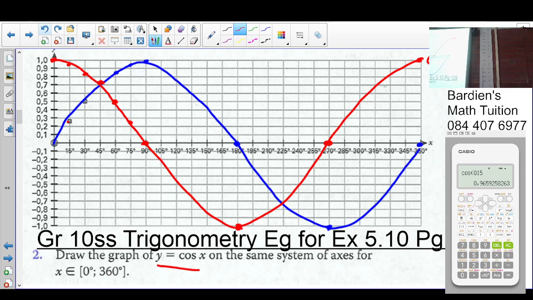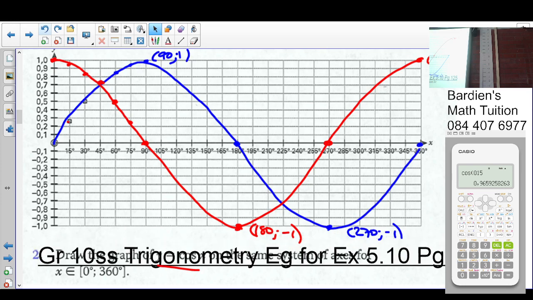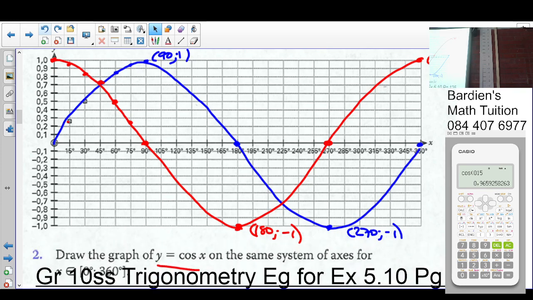And of course, this is going to be 180 and negative 1. We always tend to write the turning points of the graph in as well. So there's 90 and 0, and this is going to be 270 and negative 1. Of course, the blue graph is the sine graph, y is equal to sine x, and the red graph is y is equal to cos x. That's what they were looking for.